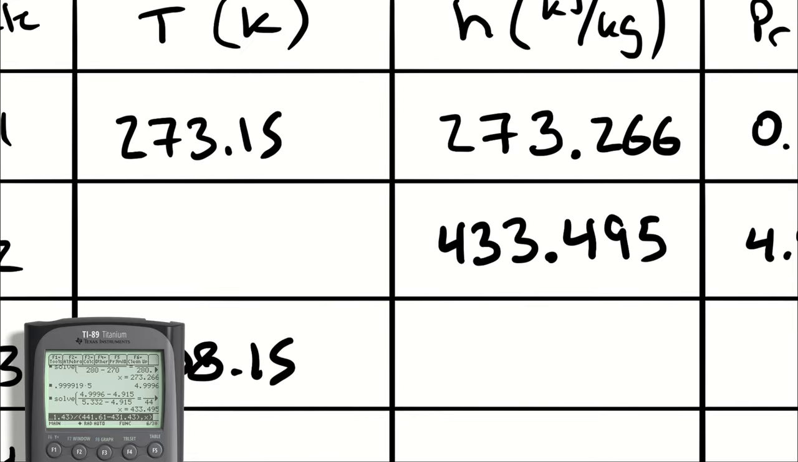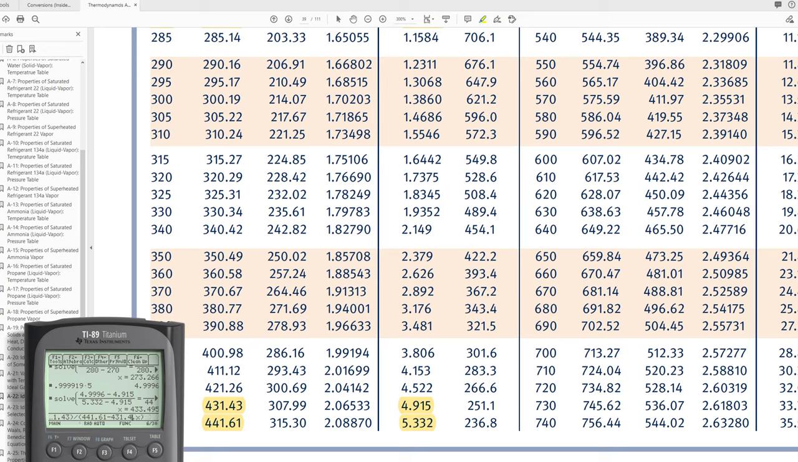And then we can repeat the same interpolation for temperature as well. Swapping out 431.43 with 430, and 431.43 with 430, and 441.61 with 440. And we get 432.03. Okay, one down. Three more to go.